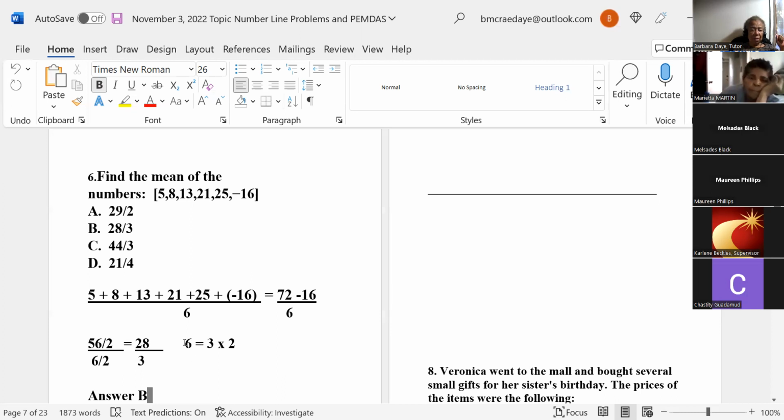Oh, okay. Now, the common multiples of 6 are 3 and 2, right? In other words, 3 times 2 is 6. Now you look at 3 and you look at 2 and say, which one of those multiples can I use for 56? 3 won't go into 56 without a remainder, but 2 can, because 2 into 56 is just half of 56, and half of 56 is 28. So 28 over 3, answer B is the answer.